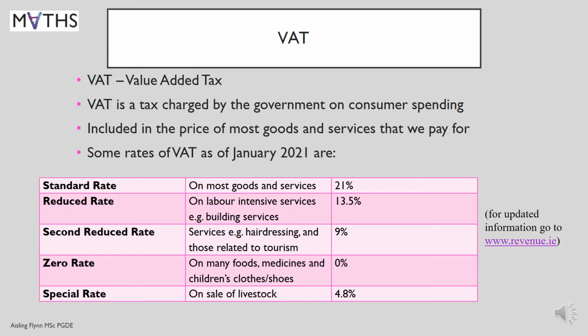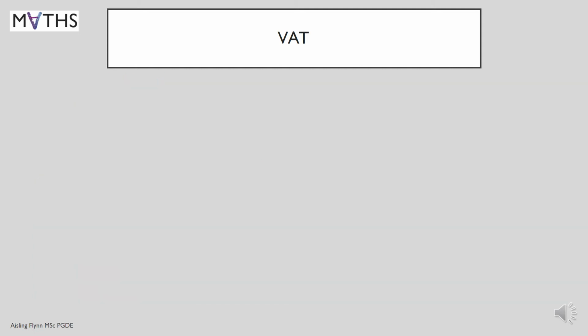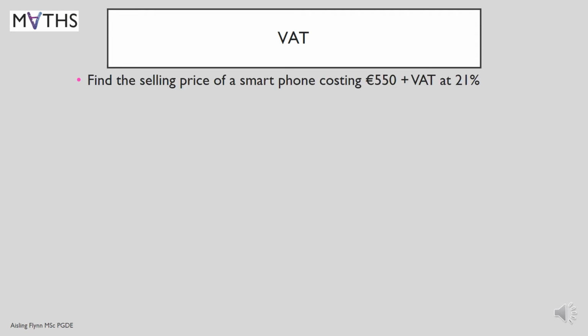Now, I use the word current. These rates are liable to change every year, and those changes will be provided in the government's budget each year, and you can find them at www.revenue.ie. Those rates, you wouldn't ever be asked for them, and the percentage that you require for your question would be provided in the exam. So here's the question.